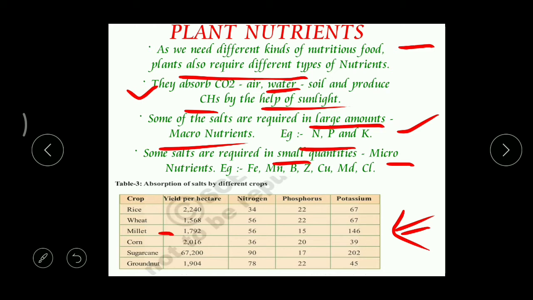Then you, and then your younger brother. As he is a small kid, he takes less food. So just like our family members, different types of plants also take different quantities of these nutrients like nitrogen, phosphorus, and potassium. Got it? Yeah.